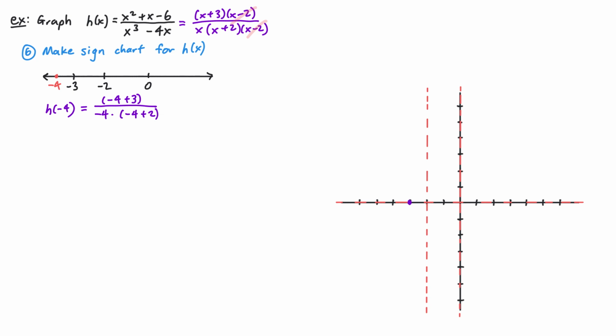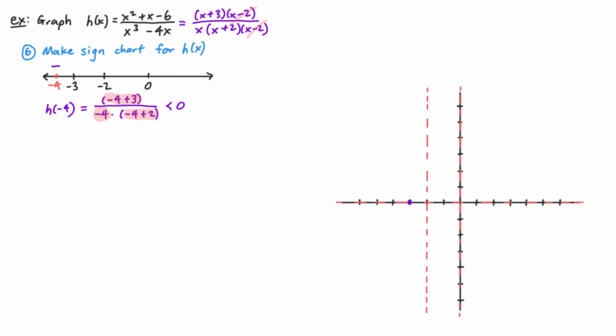Let's look at the sign of the factors. In the numerator, -4 plus 3 is negative. -4 is again negative, and -4 plus 2, that's also negative. So we have a negative in the numerator. In the denominator, we have a negative number times a negative number, so overall the denominator is going to be positive. So if we have a negative number divided by a positive number, the overall result is going to be negative. So since h of -4 is negative, we're going to draw a minus sign on this leftmost interval on our sign chart.